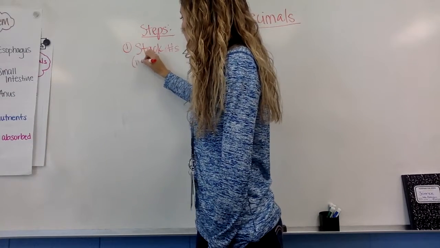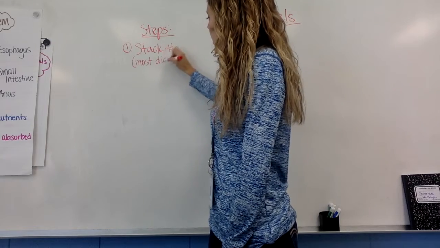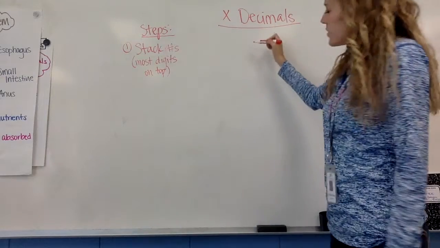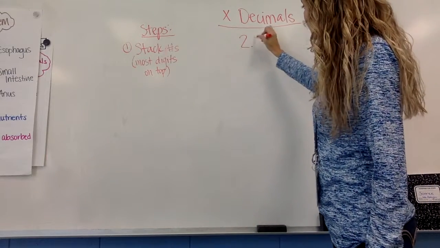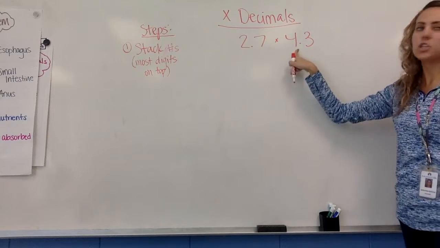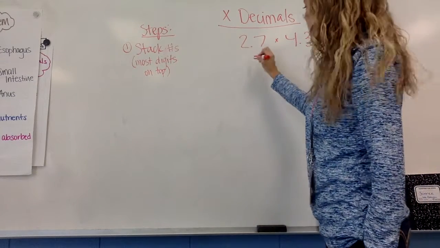And you want the most digits on top. So if you are multiplying 2 and 7/10 times 4 and 3/10, those both have 2 digits, so you can just stack them right on top of each other.